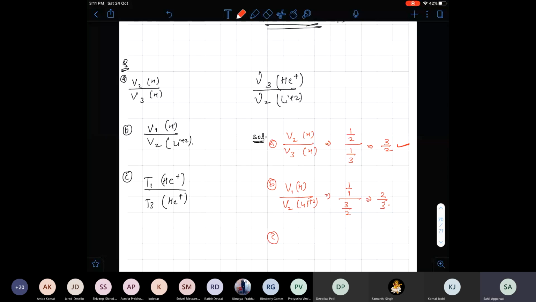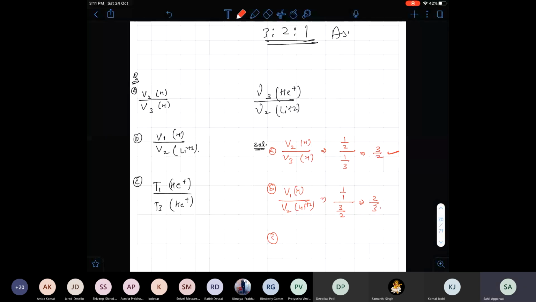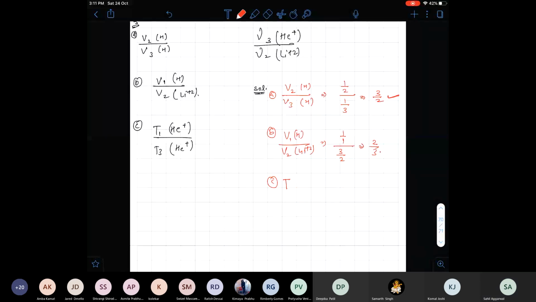C: time period is N cube by Z square. N cube by Z square divided by N cube by Z square. So this will be 1 by 27.